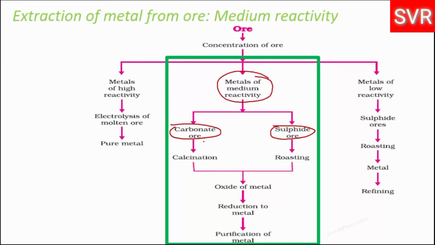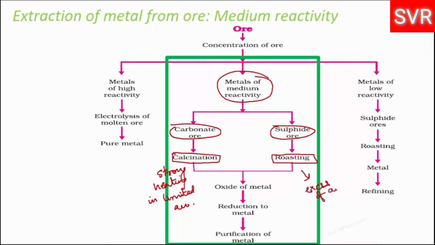What if it is a carbonate ore? Now if it is a carbonate ore, then it undergoes a process called calcination. What is calcination? Calcination is strong heating in limited air. So you know what is the difference between calcination and roasting? Roasting always happens in excess of air, and calcination happens in limited air.